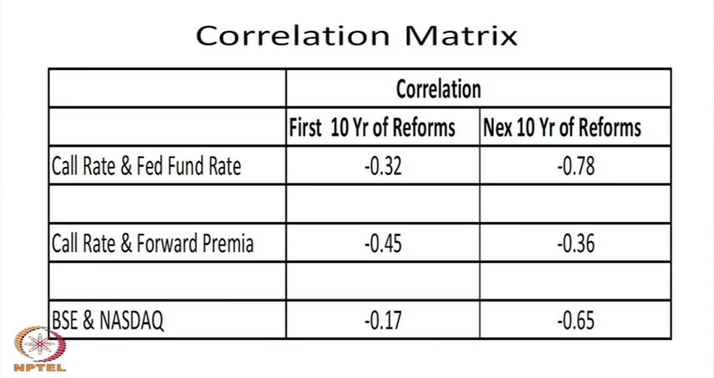Similarly, if you see the correlation matrix, the call money rate and the Fed fund rate, whether they are highly correlated, the correlation indicates co-movement. The co-movements are very high, whether positive or negative, and over the period the co-movement has increased. In the first 10 years of reform, the correlation between the call rate and the Fed fund rate was minus 0.32, very low. However, in the next consolidation phase of reform, 2003 to 2012, the co-movement increased significantly; the correlation is very high.